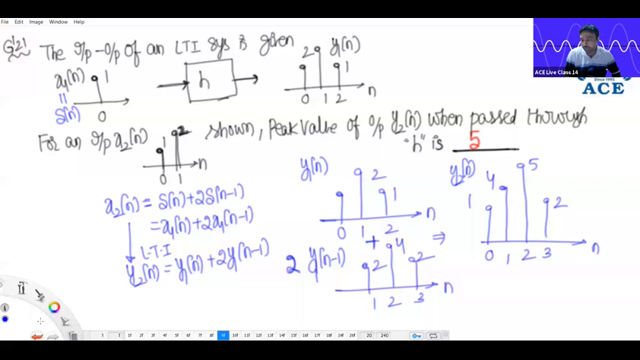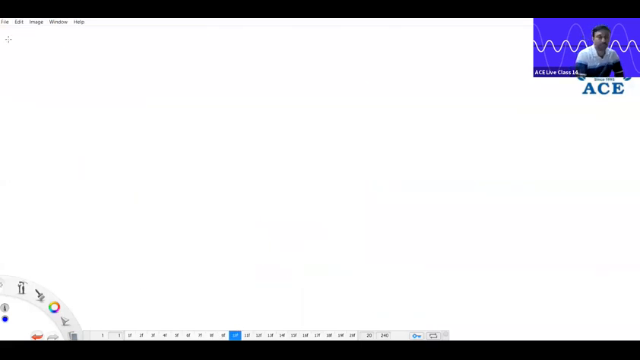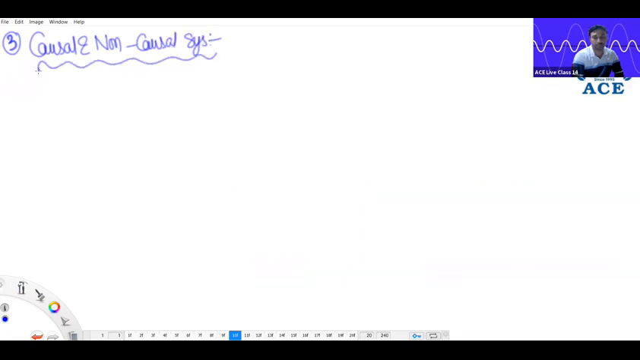Okay. That is about linearity and time invariance, both the system properties, sir. Let us go to the next system: causal and non-causal systems. We define a causal signal as a signal that exists for positive time.